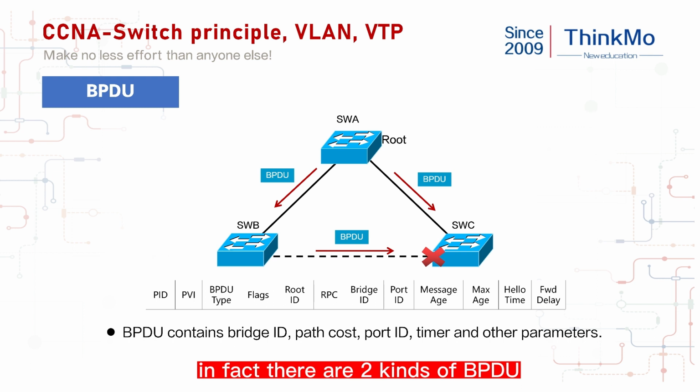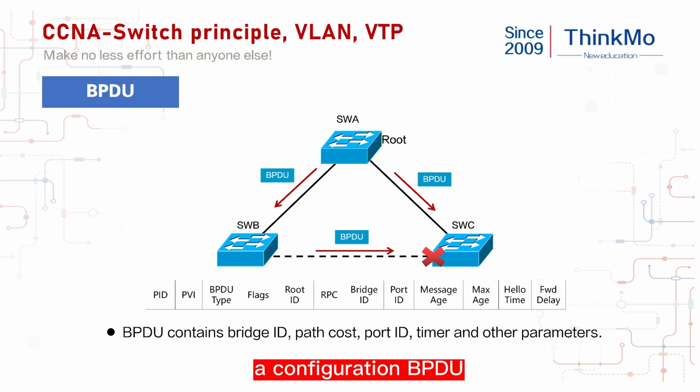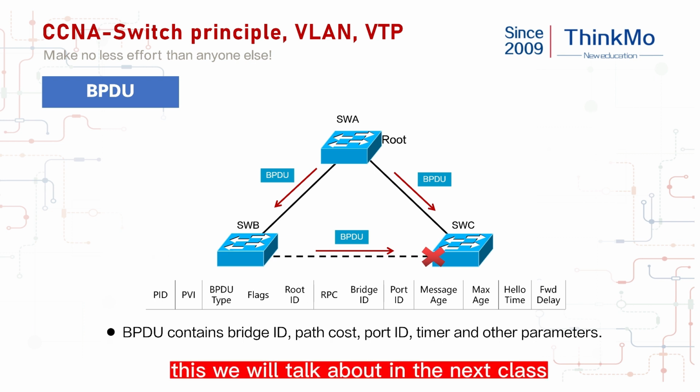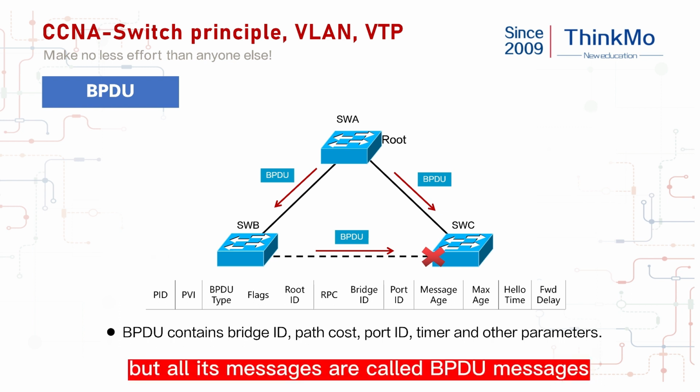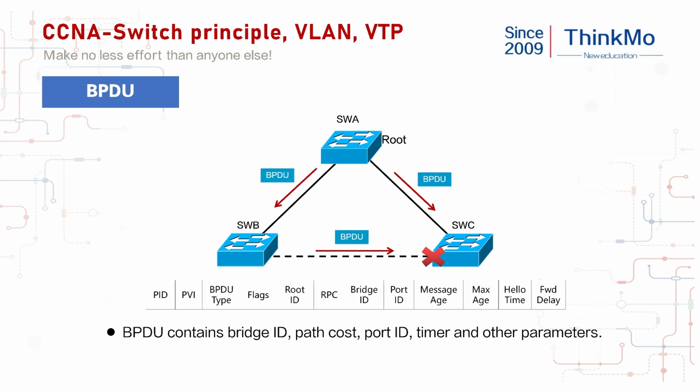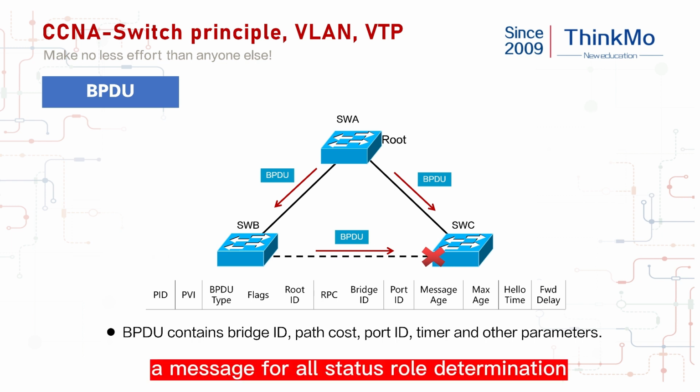In fact, there are two kinds of BPDU. One is a configuration BPDU. One is called TCN. This we will talk about in the next class. But all these messages are called BPDU messages. You need to know this. It is a message for all status role determination. All role states are determined by such messages.